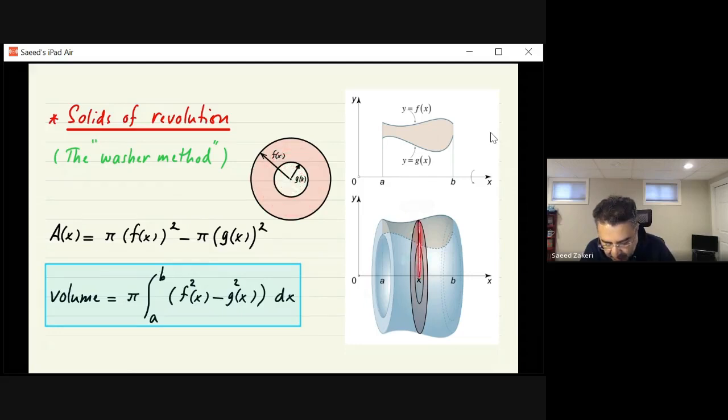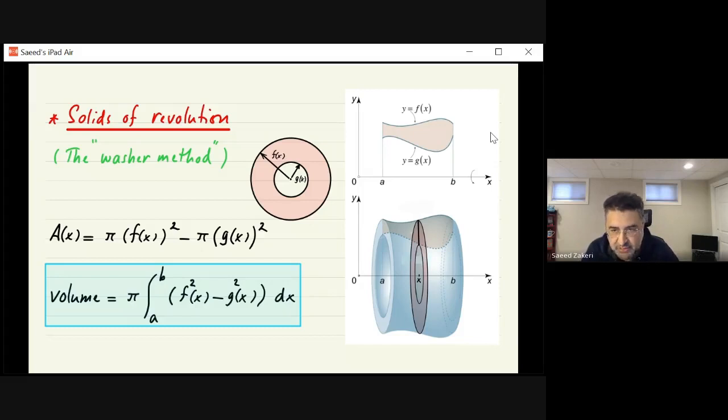The larger radius, this radius, comes from f. So the radius of the bigger circle is f(x). And the smaller radius comes from the graph of g. So the smaller radius here is g(x). So I'm looking at a washer whose outer radius is f and the inner radius is g. That would be the shape of my cross-section at x. And what is the area of this region? It's the area of the big disk minus the area of the small disk. So it's pi f(x) squared minus pi g(x) squared, the difference between the areas of the two disks.